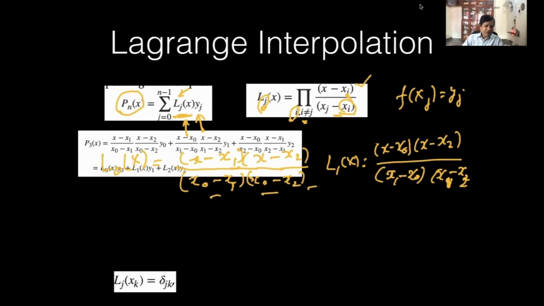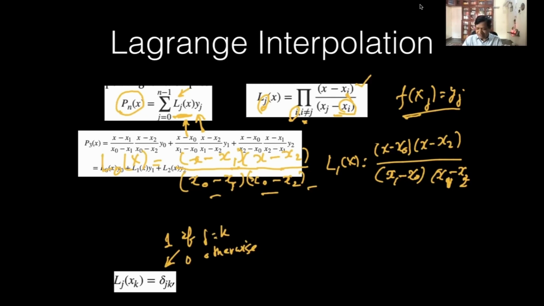Now, one important point to note. What happens to the important property that Lj(xk) equals delta jk? Now everybody knows what delta jk is. It's the canonical delta function. This is equal to 1 if j equals k, 0 otherwise. Now how do I get this?